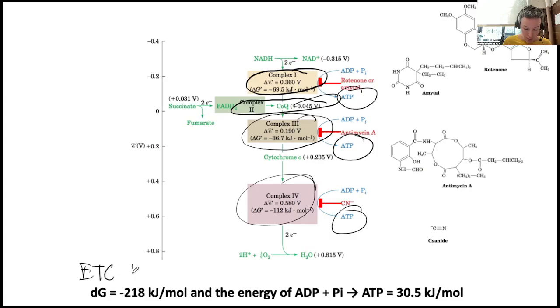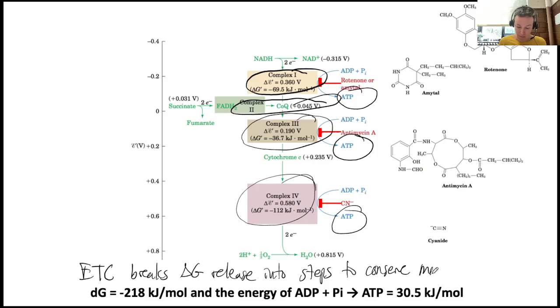So the electron transport chain breaks up energy release in steps to conserve more energy as ATP. So we break down this massive energy release into multiple steps so that at each of those points, we've released enough energy to synthesize an ATP.